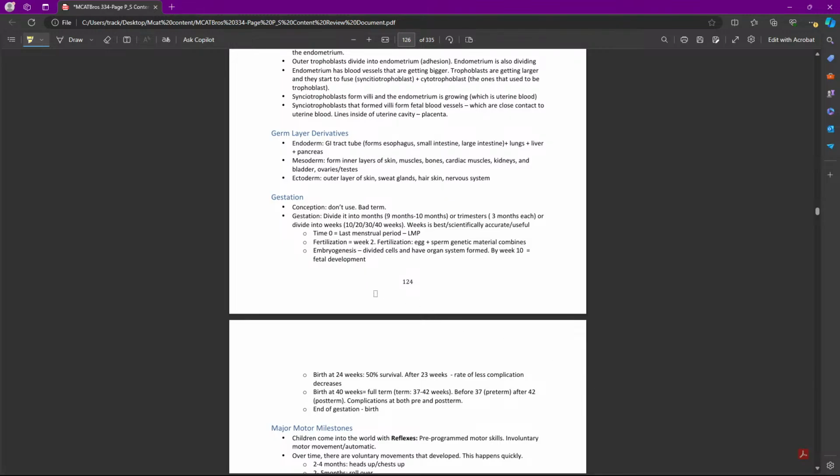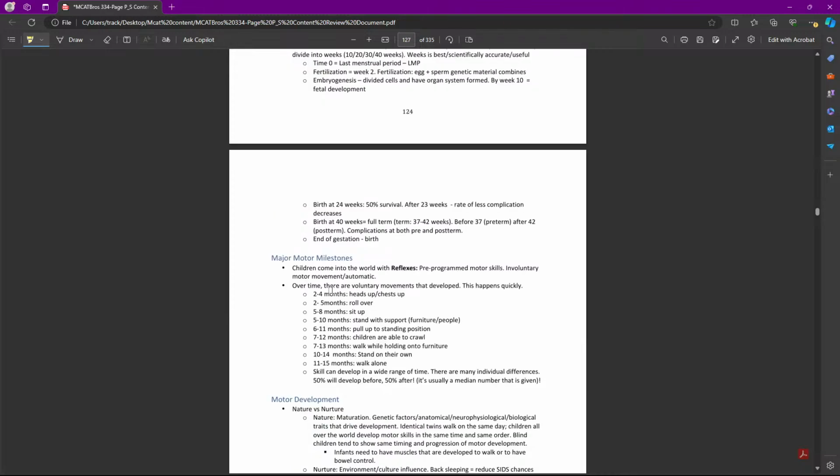Fetal development. Birth at 24 weeks, 50% survival. After 23 weeks, rate of less complications. Birth at 40 weeks is full term. Before 37 is preterm. After is post-term. Complications can be both pre and post. Birth equals the end of gestation.